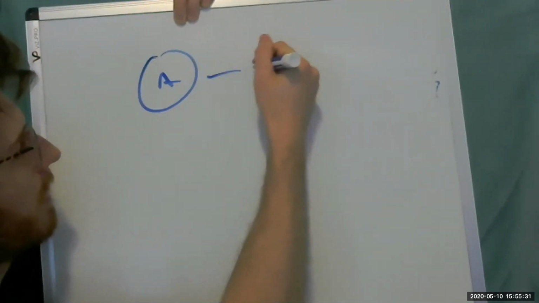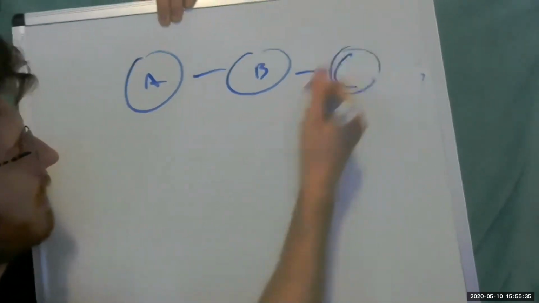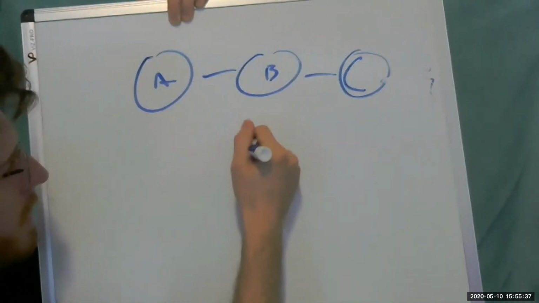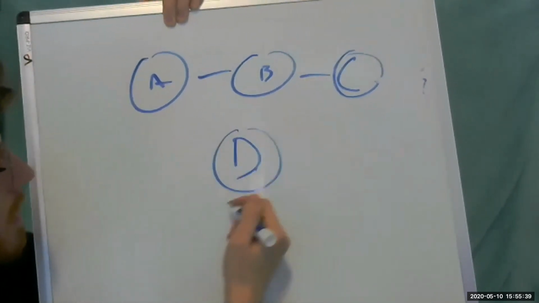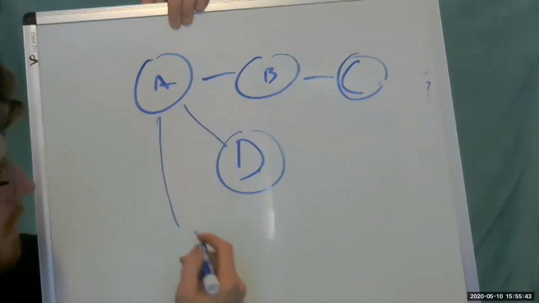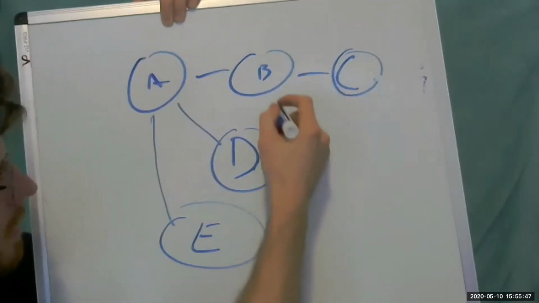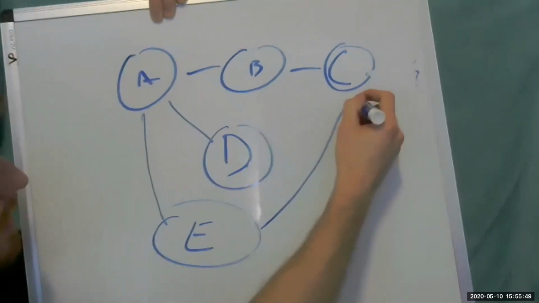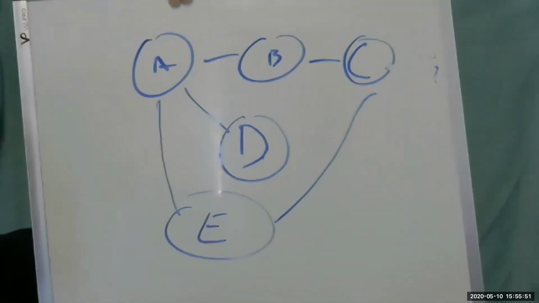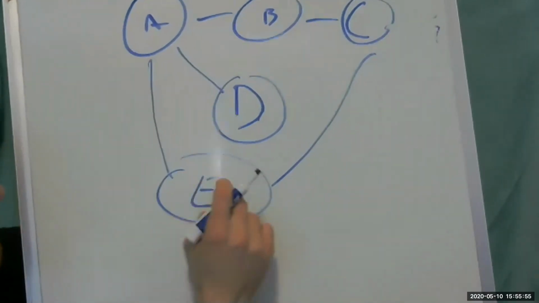A, B, C, D. Okay. E. Okay, let's say this is our graph, and we want to find how to get from E to D.